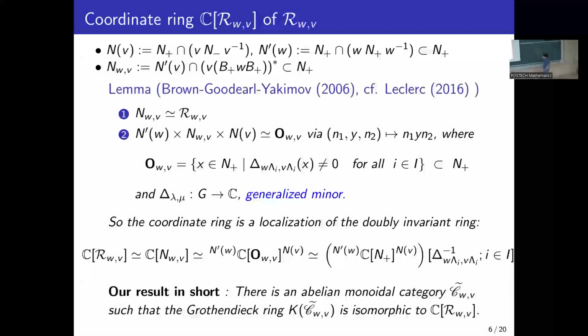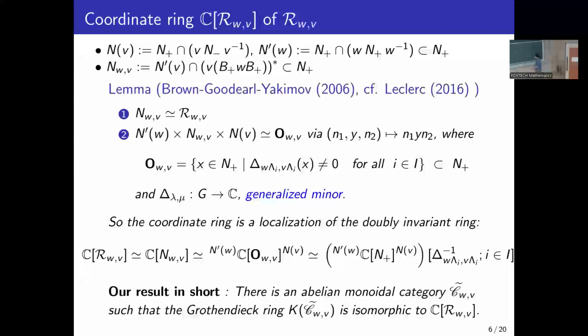The N and N prime act from the left and from the right. Because this open subset O^{W,B} is defined as the non-vanishing locus of some minors, which are functions called generalized minors, there is a family of functions which define this open subset. So this double invariant ring can be understood as the double invariant ring of the unipotent group localized by this generalized minor.